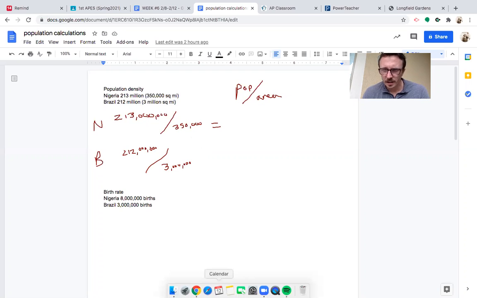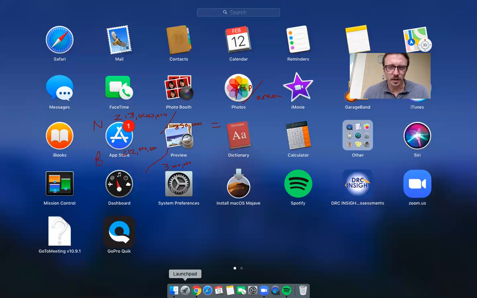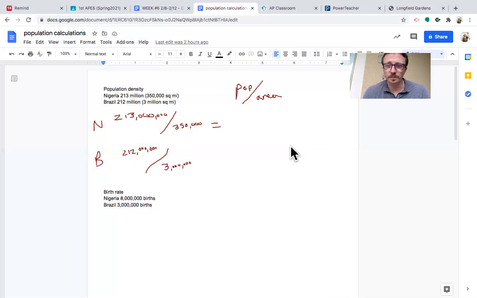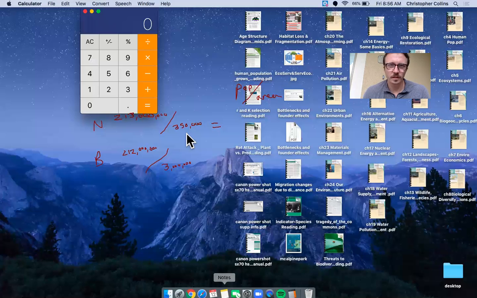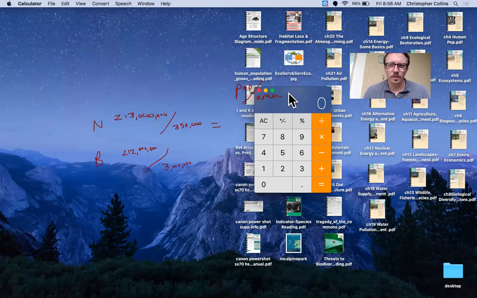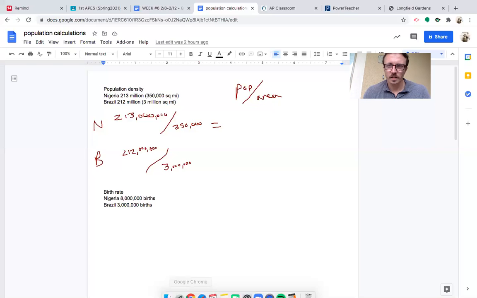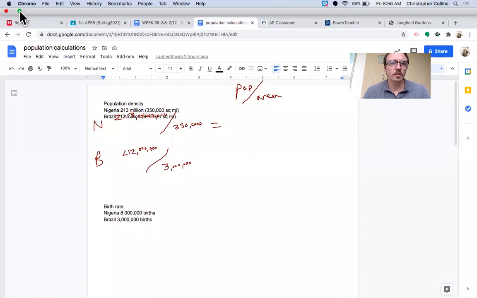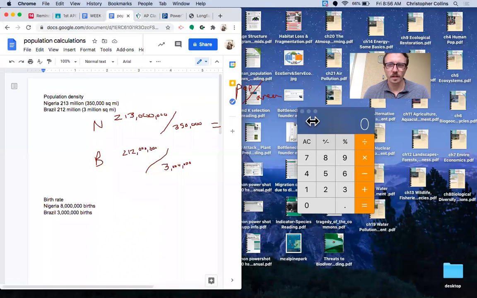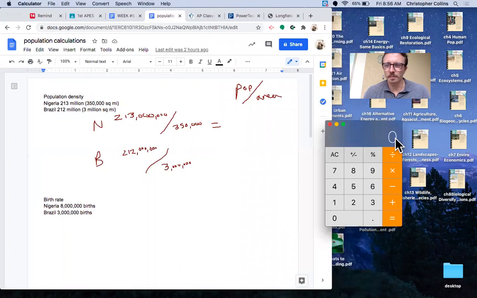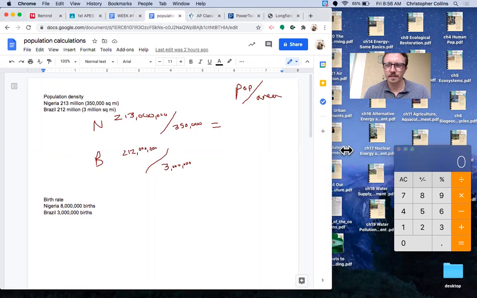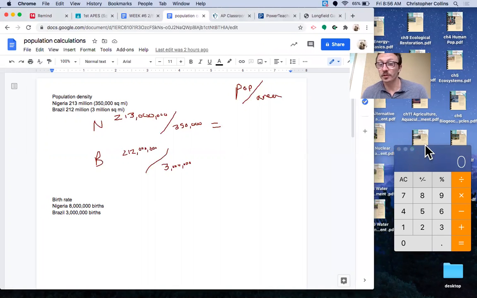So Brazil is obviously much larger than a country like Nigeria. And let me go ahead. I thought Zoom had a calculator, but I'll just pull up. Oh, where is it? There we go. Wait, where'd it go? All right. Let's do this, that way we can have both up at the same time. Sorry, I'm not the most tech savvy person.